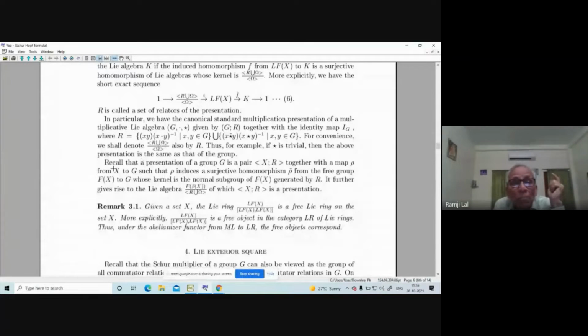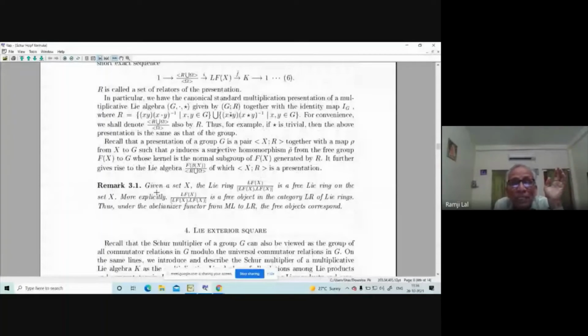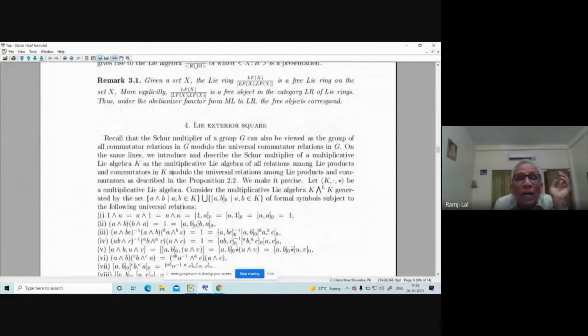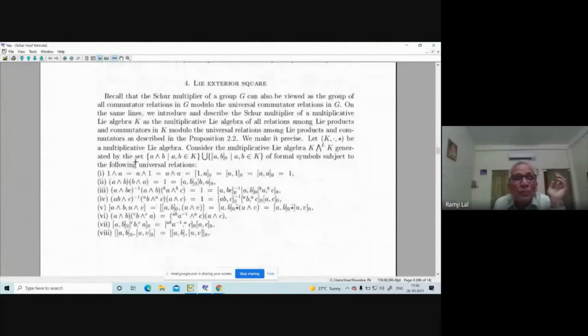Recall that a presentation for a group is the trivial as described. So, given a set X, a presentation can be defined as usual. So now I'm coming to the crucial point, the Lie exterior square, which is a crucial object in our considerations.